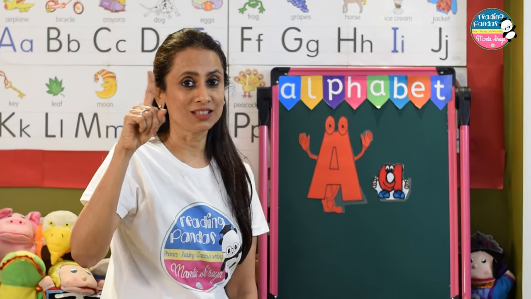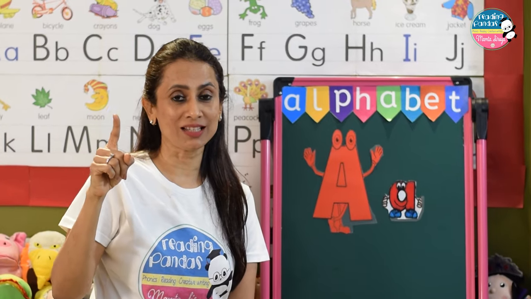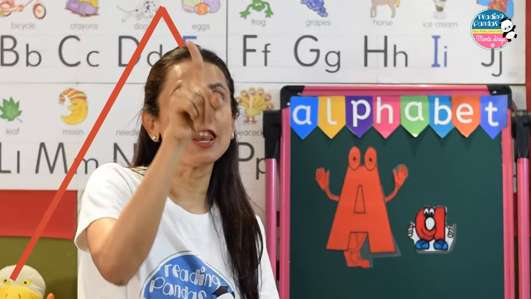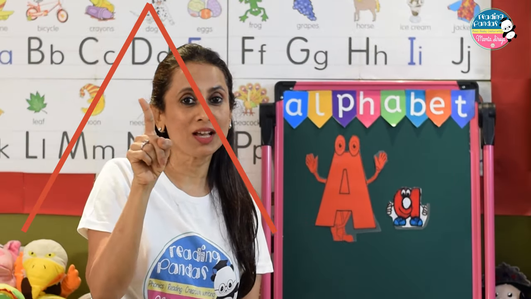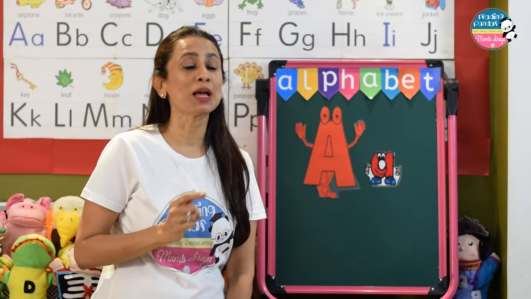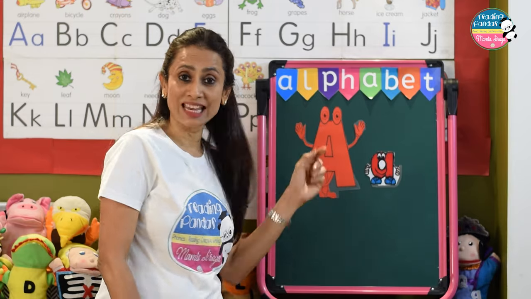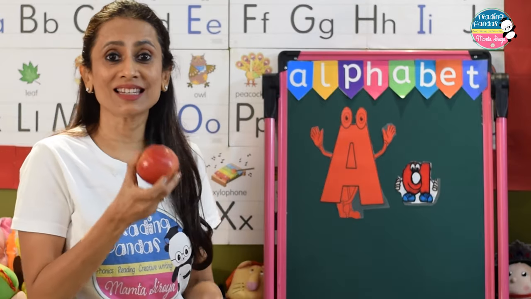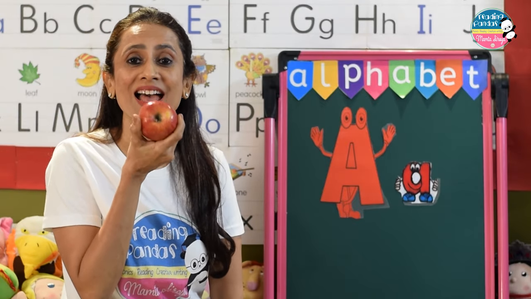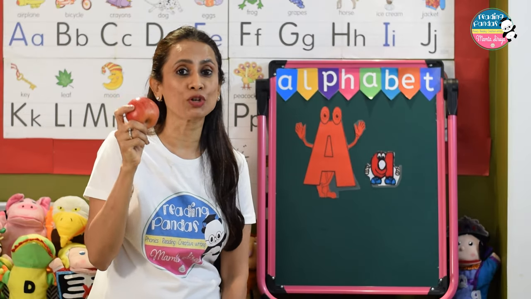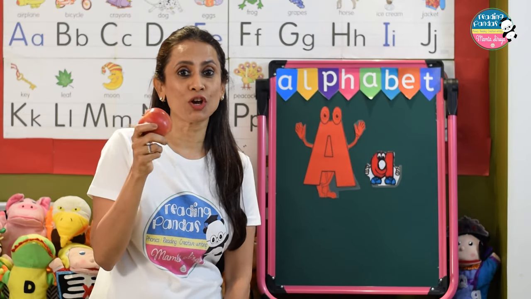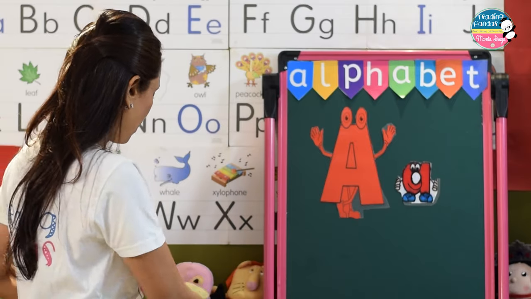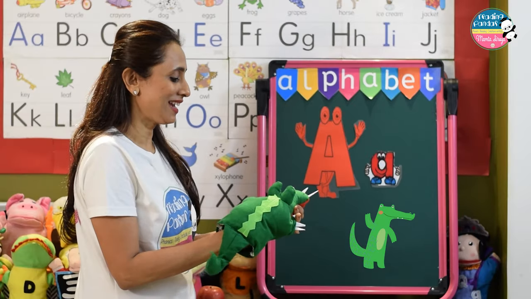Show me a pointer finger and let's write this letter in the air. You have one slanting line, another slanting line, and then one sleeping line. Yes, that's my uppercase A. This letter A makes the sound ah, as in apple. Hold your apple in your hand and say, ah, ah, apple. And we also have ah, alligator.